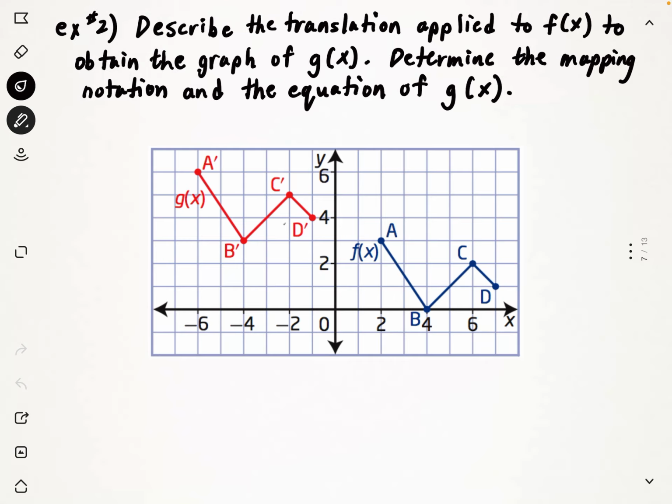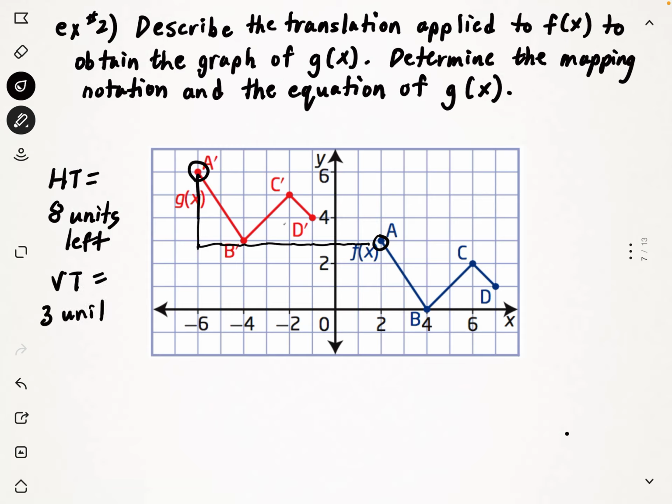First of all, the description of this transformation, you could probably do just by observing. Okay, you can pick any point, say you pick A, and you figure out, okay, I have to get to this new A prime point. I have to go 1, 2, 3, 4, 5, 6, 7, 8 units to the left. So I know my horizontal translation is 8 units left. And then I have to go up 1, 2, 3. My vertical translation is 3 units up.